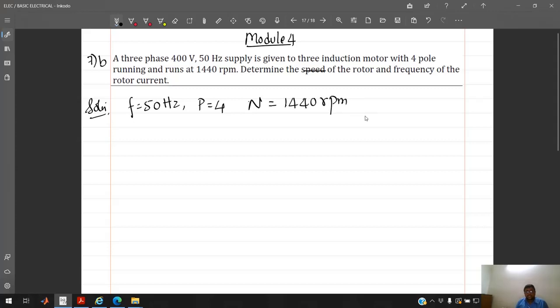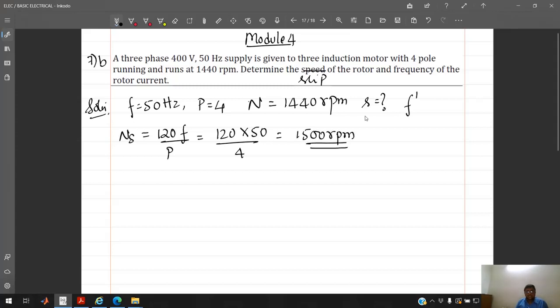Determine the slip, it should be slip, and the frequency of the rotor current. So you need to calculate S, and frequency of the rotor current is F dash. Speed of the rotor is already given 1440, so the question is slightly wrong. You need to calculate the slip over here, and the frequency of the rotor current is F dash. So you can calculate first the synchronous speed of the motor. So Ns is equal to 120 F by P. So 120 into F is equal to 50 divided by P. So you are going to get this one as 1500 rpm, the synchronous speed.